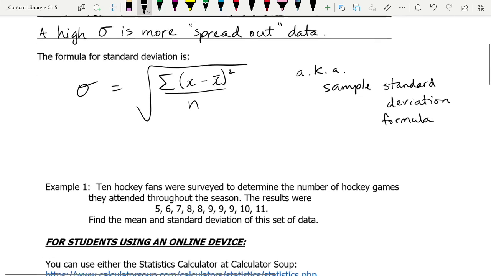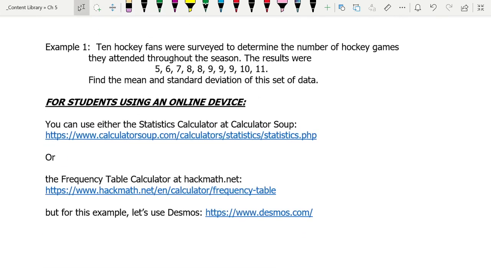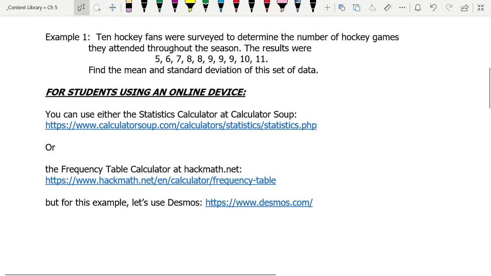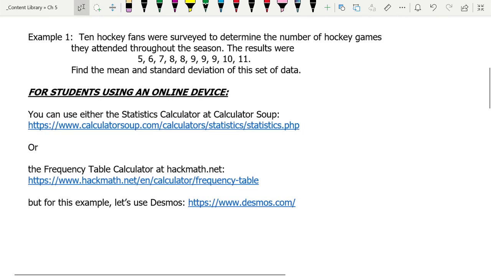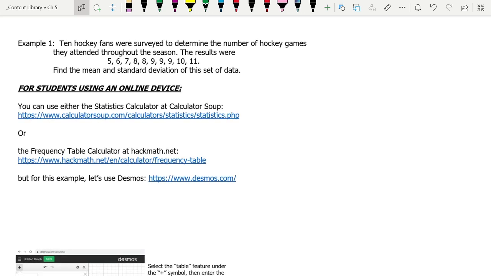We'll make a chart. Here we go. 10 hockey fans. 10's not a very big sample of data. 10 hockey fans are surveyed to determine the number of hockey games they attended through the season. And here are the results. I didn't give you any room in the notes to do this, so you might want to break this out on loose leaf. So let's do example 1 by hand.